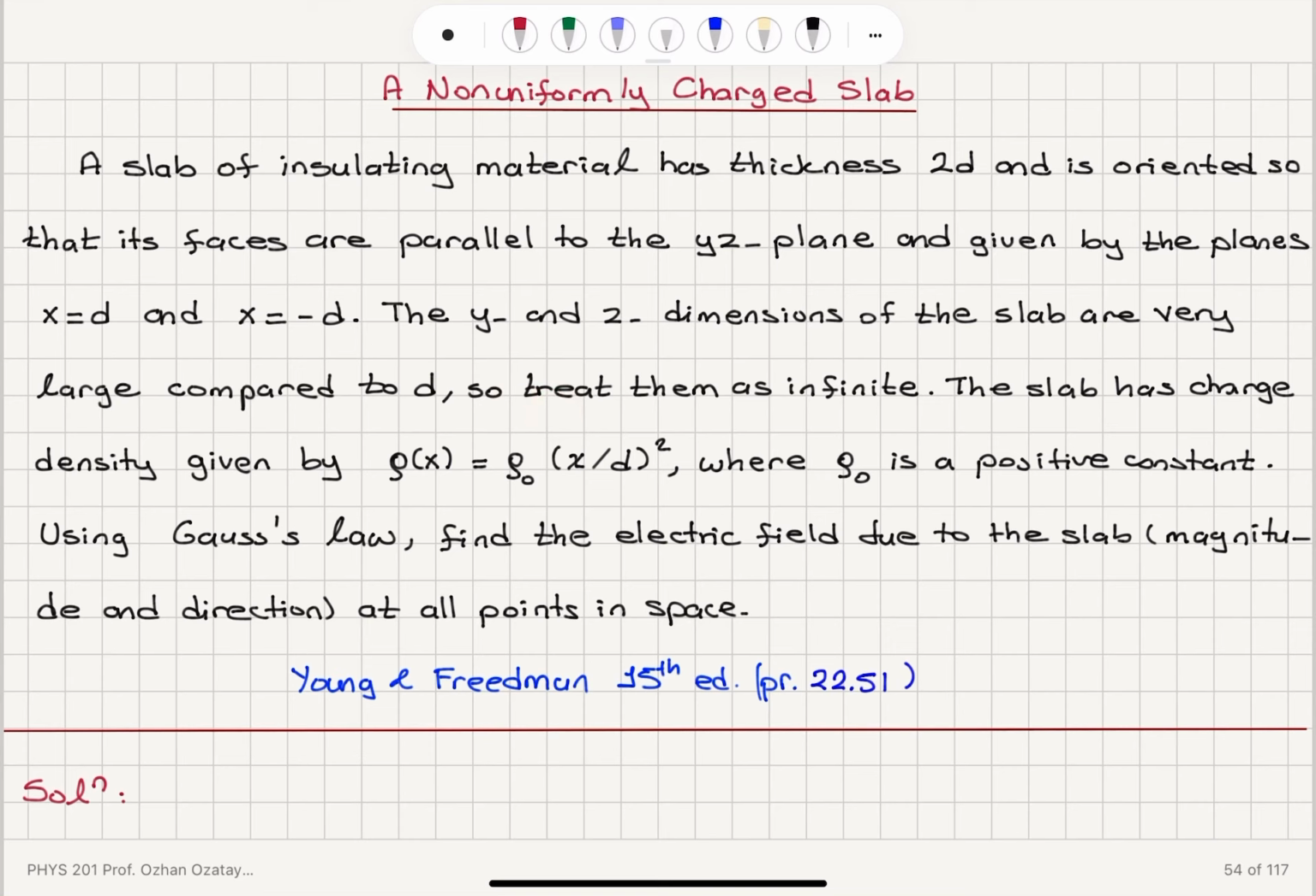The slab has charge density given by rho as a function of x is rho 0 (x divided by d) squared, where rho 0 is a positive constant. Using Gauss's law, find the electric field due to the slab, magnitude and direction, at all points in space.